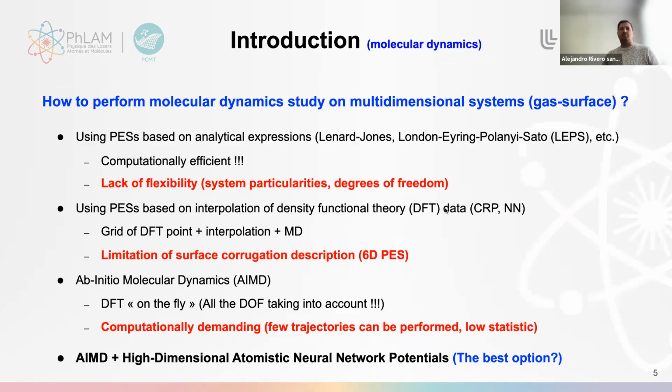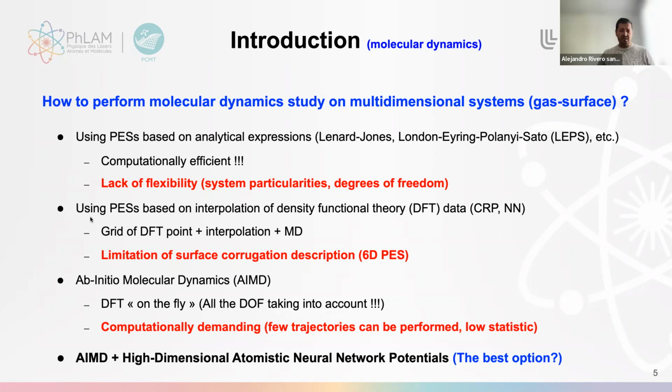So what are the molecular dynamics methods most used to perform molecular dynamics over this kind of gas-surface system? Well, we can use potential energy surfaces based on analytical expressions like Lennard-Jones, London-Eyring-Polanyi-Sato, for example, which are very computationally efficient, but lack flexibility because we cannot take into account the system particularities and all the degrees of freedom present in this kind of complex system. Also, we can use potential energy surfaces based on interpolation of density functional theory, for example the corrugation reducing procedure that is well known, and some kinds of neural networks that were also used to study this kind of system.